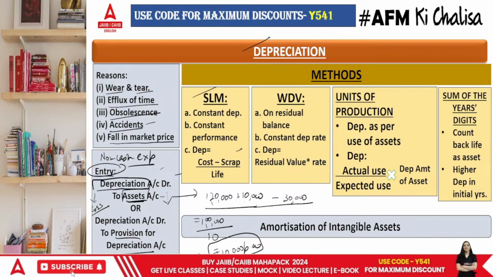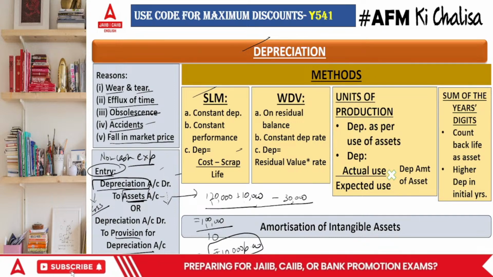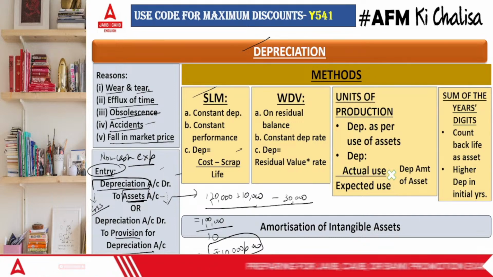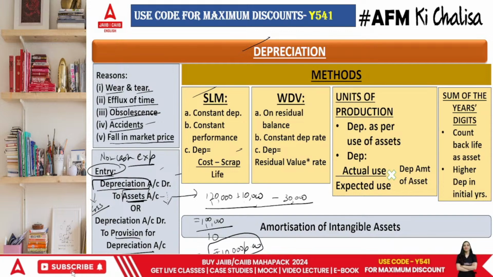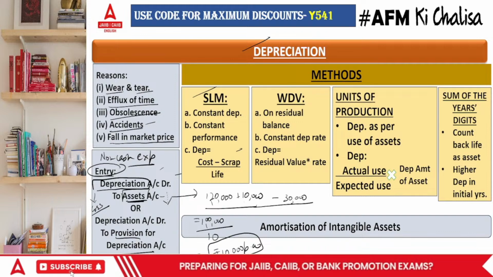Then the WDV method. Under the SLM method, everyone, the value remains the same. Whatever you find out, this 10,000 is the depreciation that you will be charging till the end of the life of that particular asset, everyone. That means 10,000 would be there.